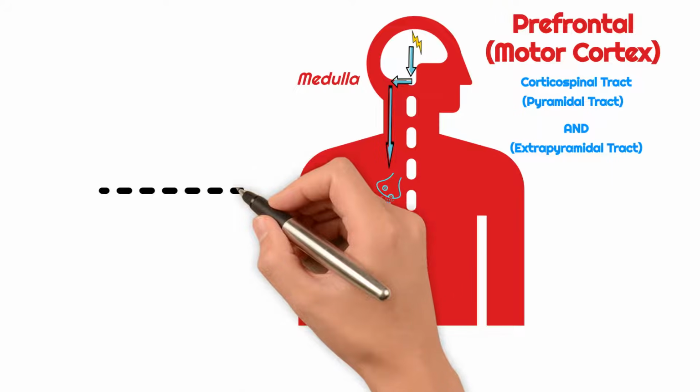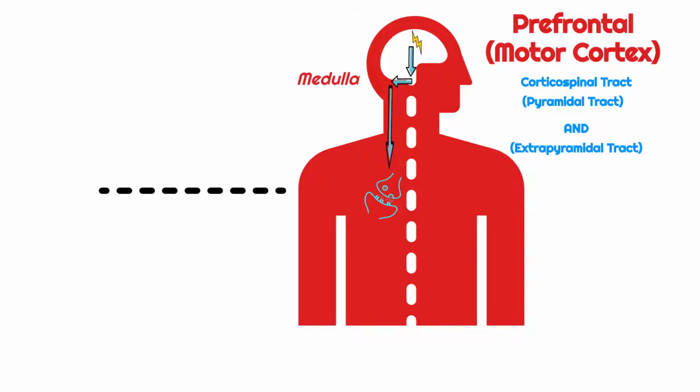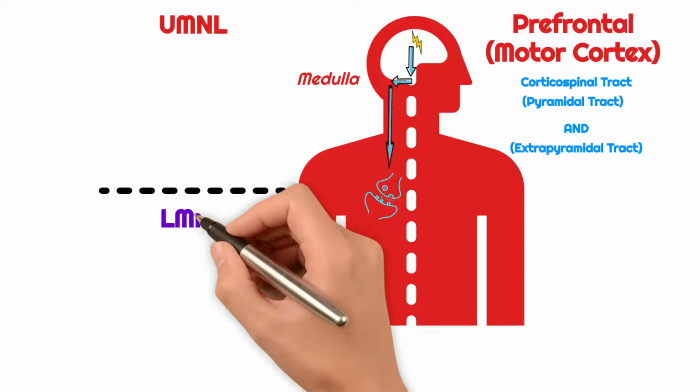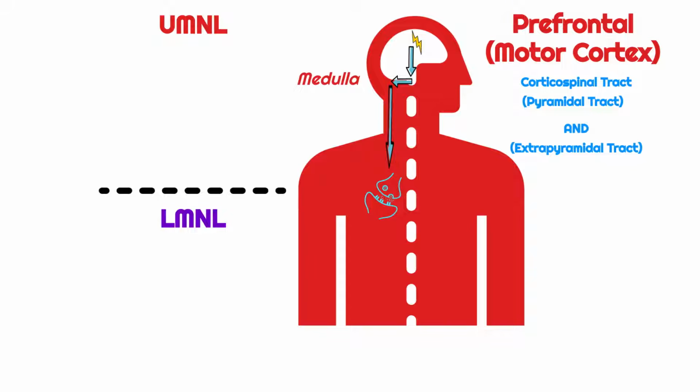Now, any lesion above this synapse causes an upper motor neuron lesion, and any lesion below the synapse causes a lower motor neuron lesion. So lesions affecting the brain and the spinal cord up to the synapse at the level of the spinal cord are upper motor neuron, and below that is lower motor neuron.